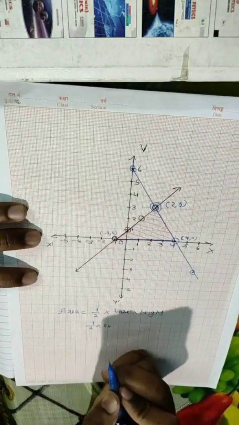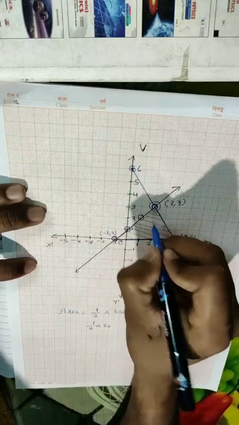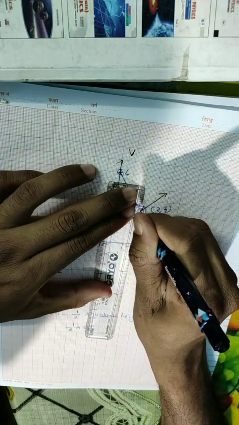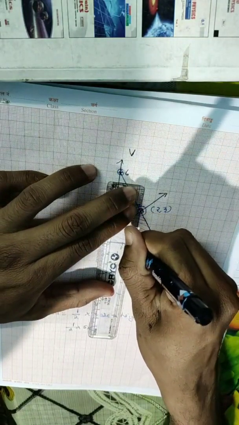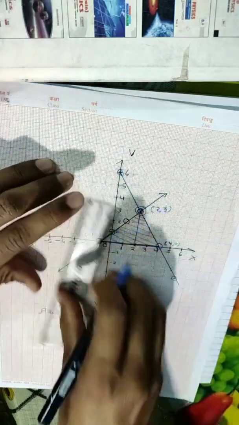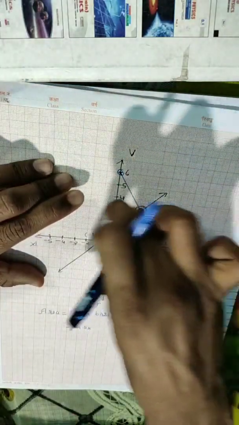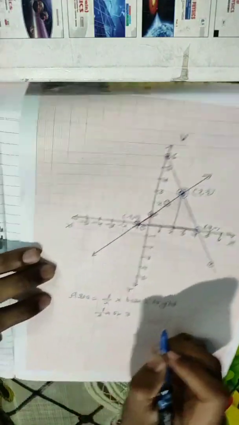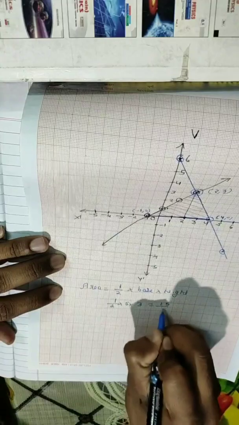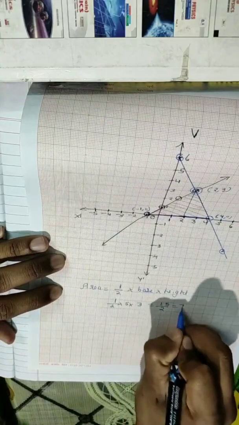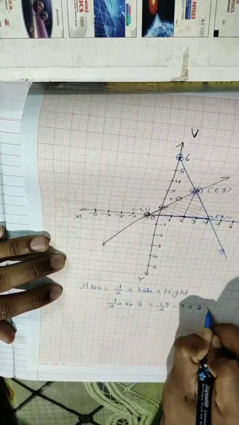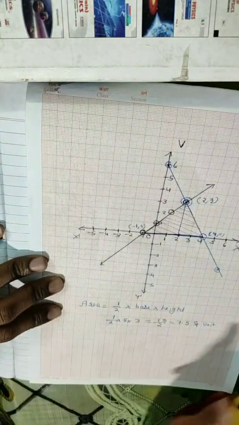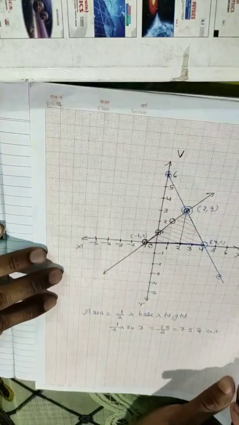And height, what is height? The perpendicular drawn from the opposite vertex. If I draw the perpendicular from this vertex on the base, I will get this length. This is the total length of the perpendicular. And what is this length? This length is 3. So the height is 3. So the area of this triangle is 15 by 2 or 7.5 square units. So in such a way we have solved the question. This question can come in your examination for 4 marks.